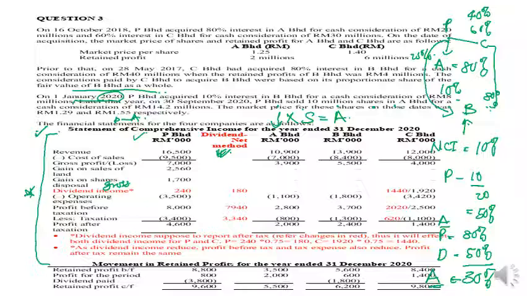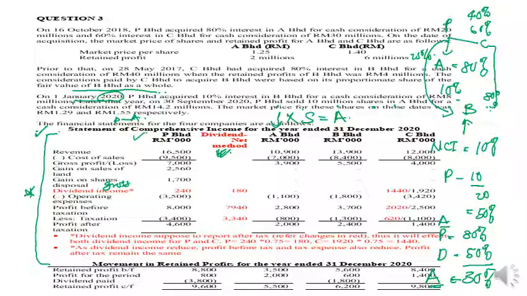So when P sold 50% in A, before this P had 80% in A, and after that it disposed of 50%, so you now only have 30%. So 30% here is considered as an associate. That means that A is no longer a subsidiary, it is only an associate.